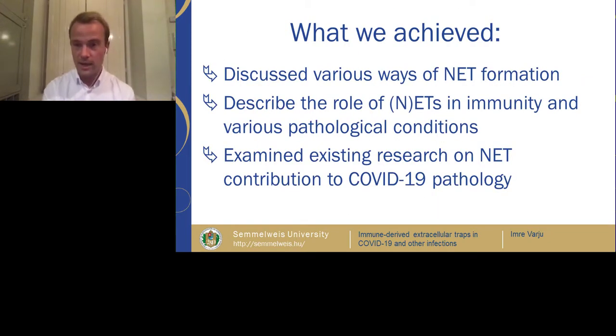So with all that said, what we achieved today in this short time is we discussed various ways of NET formation. We talked about suicidal NETosis, mitochondrial NETosis, and another way, which is called vital NETosis. We also talked about extracellular trap formation in general, how mast cells, eosinophils, even plant cells are capable of formation. We also described the role of these extracellular traps in immunity and various pathological conditions, at a really high level, from SLE to thrombosis, and that's how we segued into COVID-19 complications.